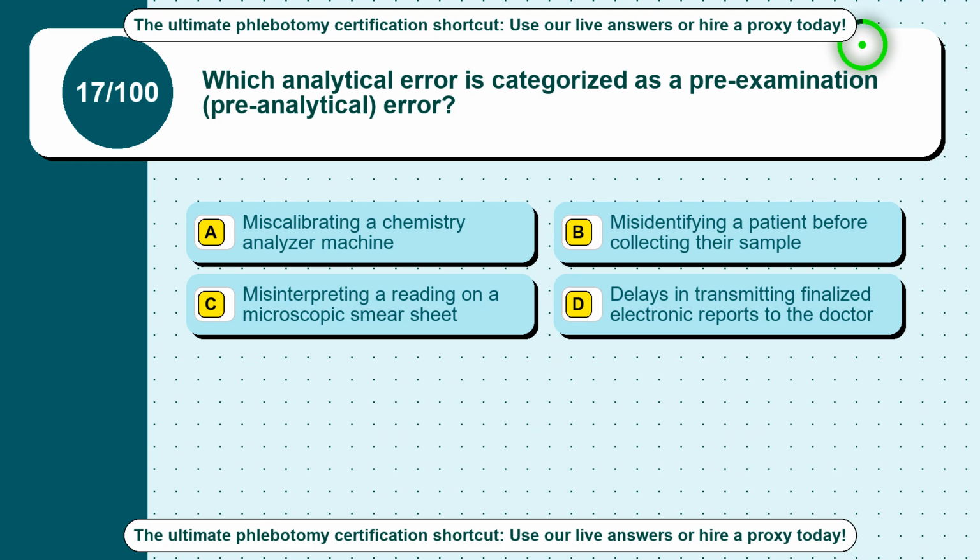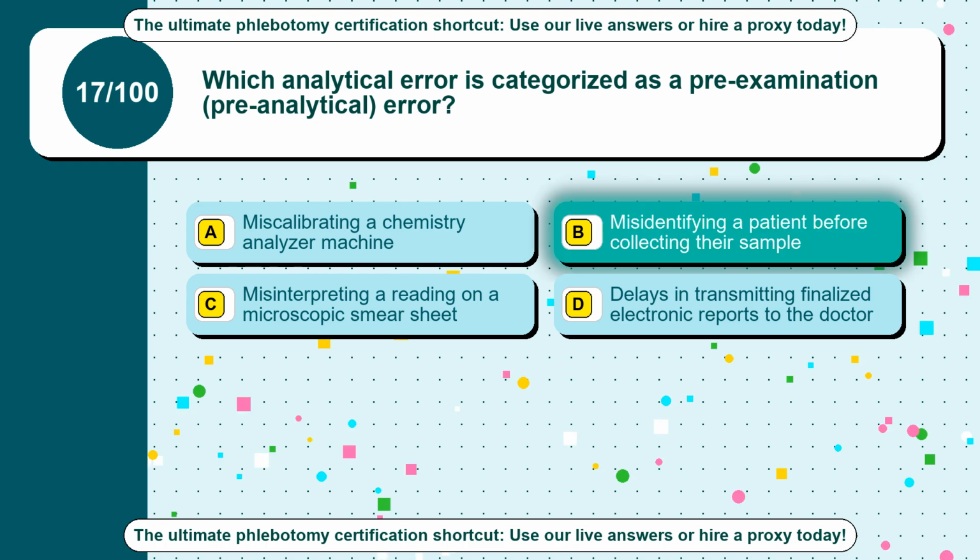Question 17. Which analytical error is categorized as a pre-examination, pre-analytical error? Option A. Miscalibrating a chemistry analyzer machine. Option B. Misidentifying a patient before collecting their sample. Option C. Misinterpreting a reading on a microscopic smear sheet. Option D. Delays in transmitting finalized electronic reports to the doctor.